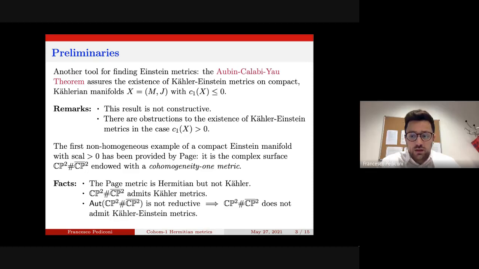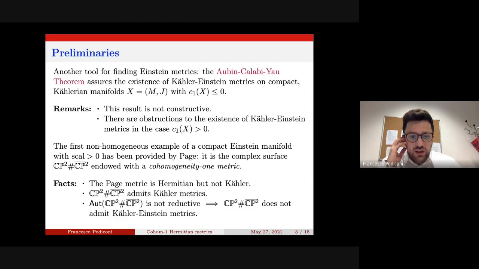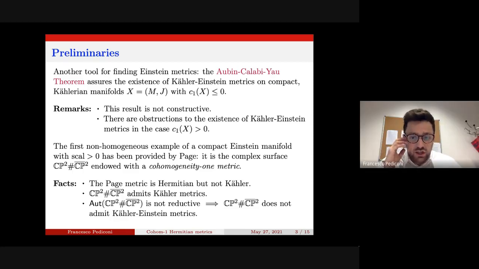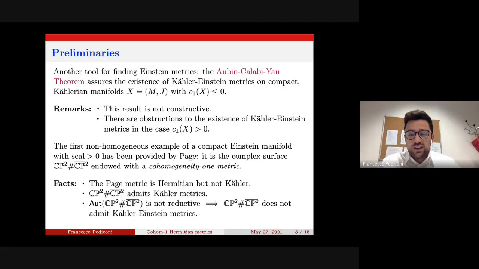Francesco? Yeah? What about just Einstein metrics? Yeah, the Page metric is Einstein. Ah, sorry. Yes, it is Einstein, it's Hermitian, but non-Kähler. Okay, sorry, yes.